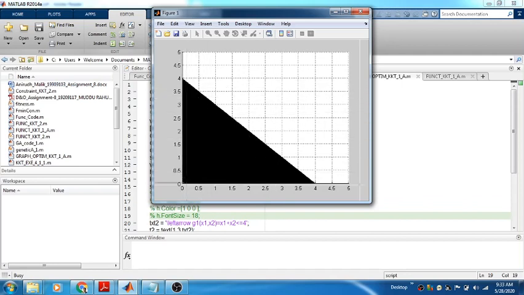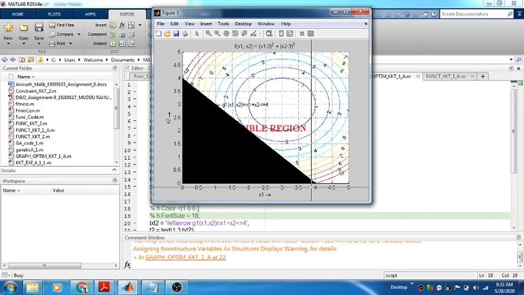If you see x1 plus x2 less than 4, that means this is the feasible range, right? So the solution must lie in this zone, including this line also, because it is an equality sign, right? So this is the feasible zone. So I can click here, right? Now I can just remove it.